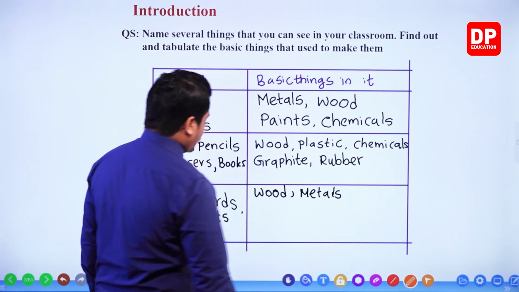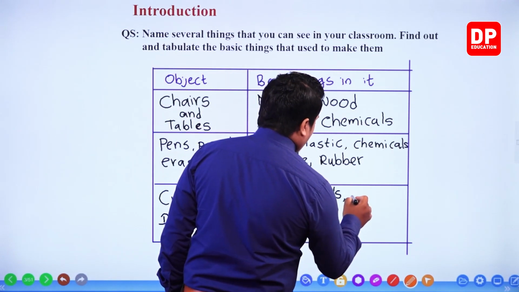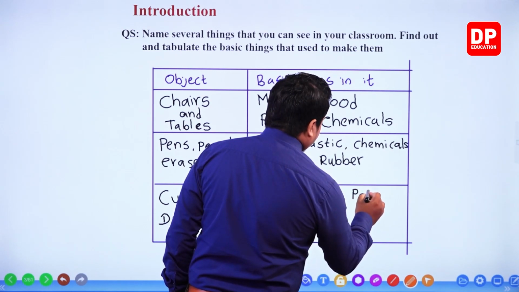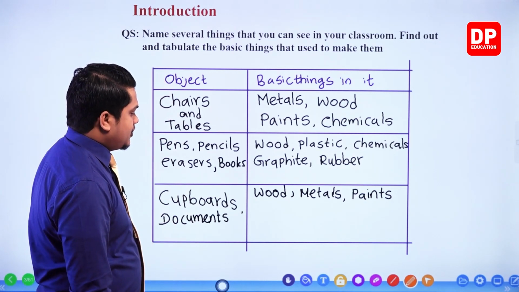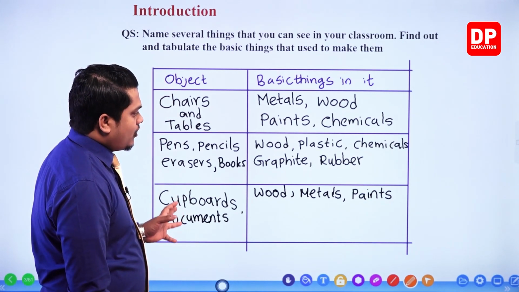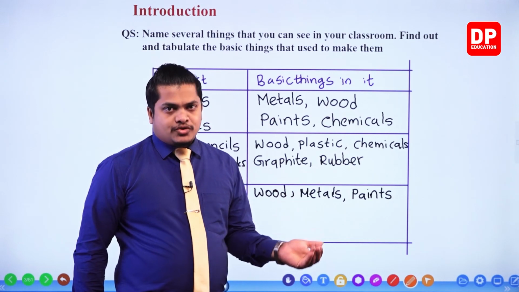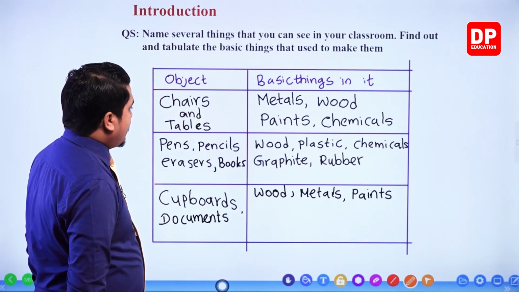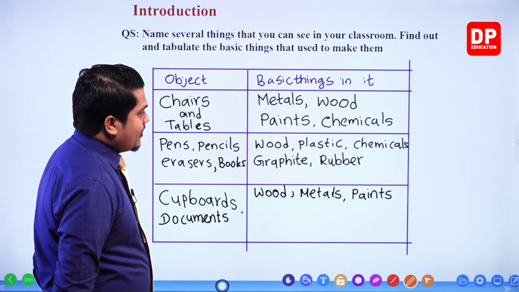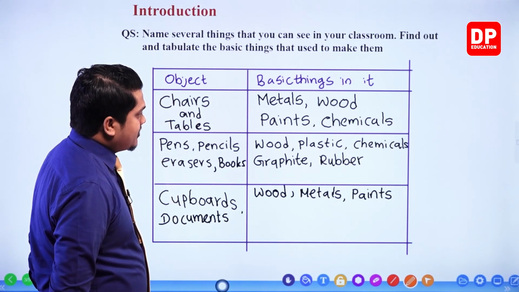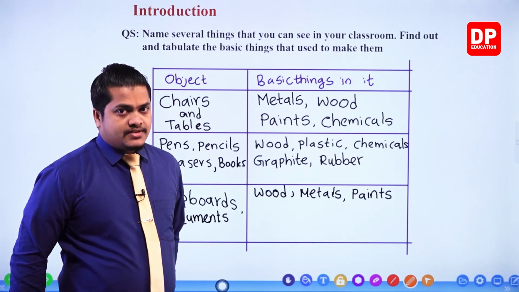right? Sometimes they are made up with wood, sometimes with metals. Then we can observe paints, right? Different kinds of paints can be observed. So these are the materials, these are several objects actually, my dear children, which you can observe within the environment, within your classroom actually. So we can observe chairs and tables. So the basic things that we can observe within these chairs and tables are metals, wood, paints and different kinds of chemicals which are applied on the surfaces, right?